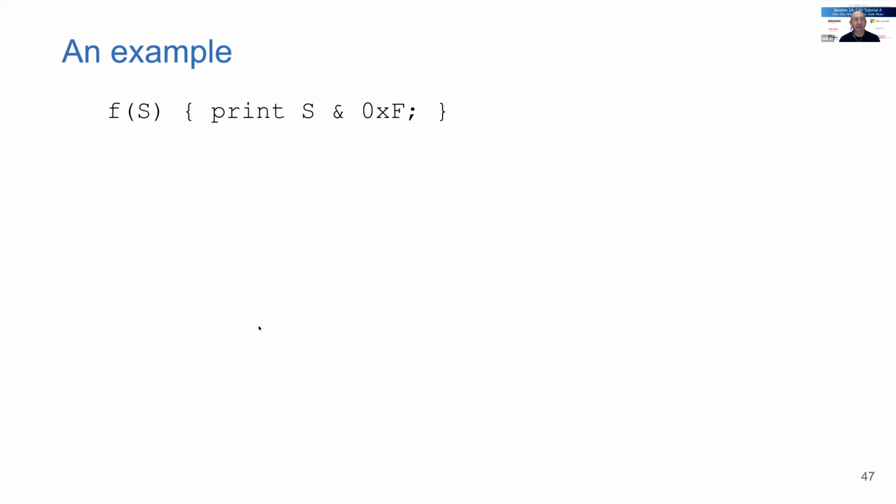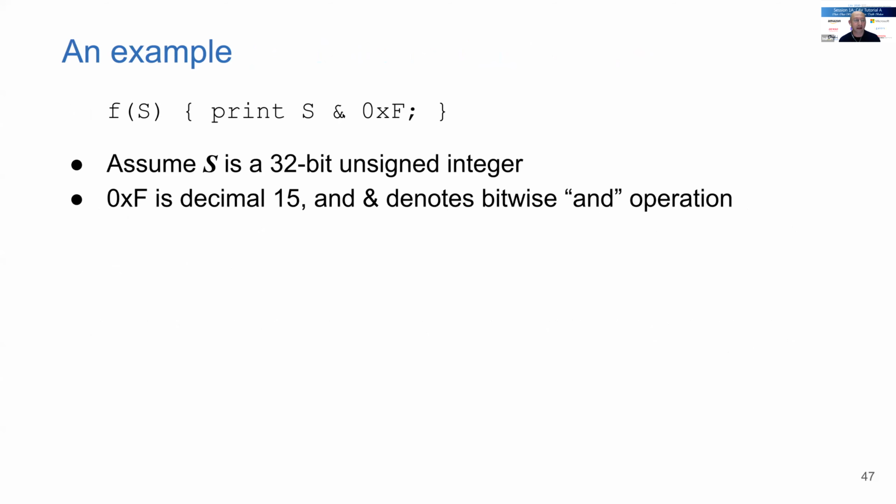So, an example. Here is a simple code. It takes a secret value, and let's assume it's a 32-bit unsigned integer, and this hexadecimal constant here is the value 15, and there is a bitwise AND operation there, and it prints the last 4 bits of the secret, okay? Now, this is through the main channel. Chao asked, does it matter, main channel or side channel? In this case, I'm talking about the main channel. It's just printing the last 4 bits of the secret.